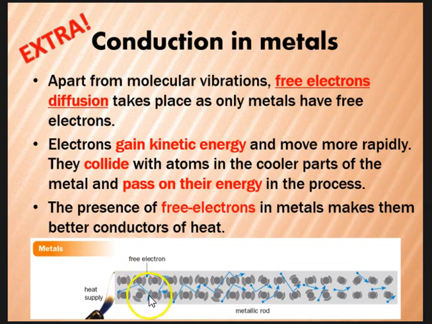There are a lot of electrons which are free inside a metal rod. So as a result, all these electrons which are very highly energetic will start to travel down the length of this rod. And as they travel down, when they collide with the particles, some of this energy will be transferred to the particles as well. So there we have it. It is the presence of these free electrons in metals which makes them a better conductor of heat compared to non-metal conductors.